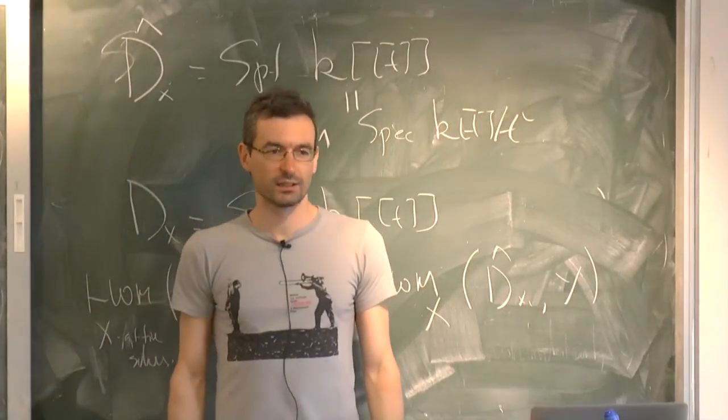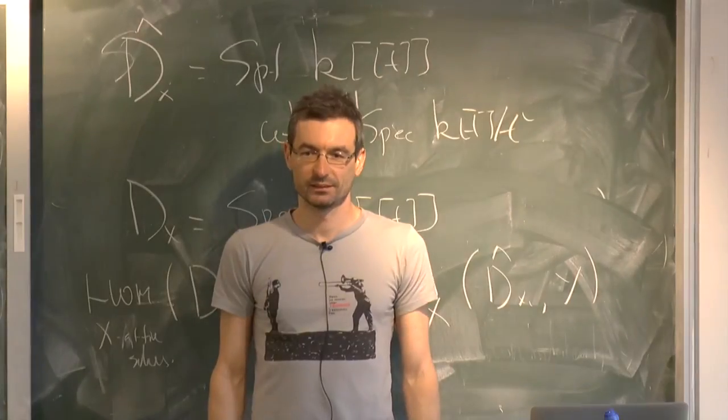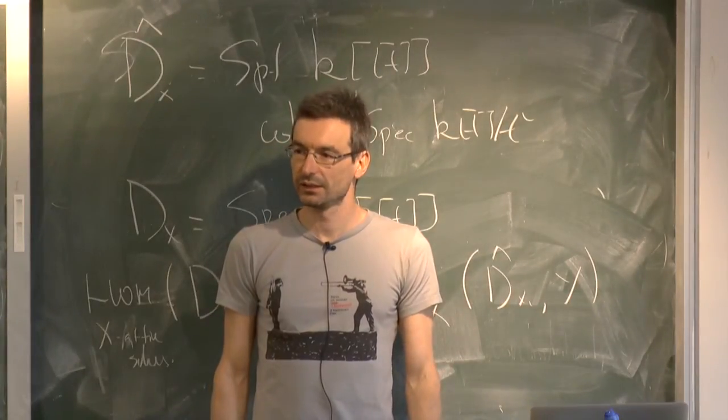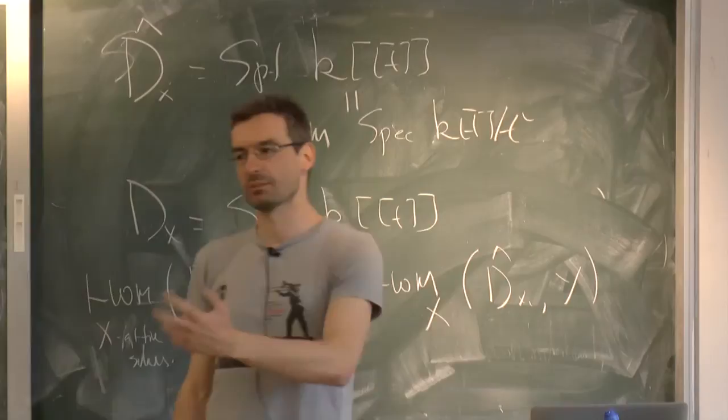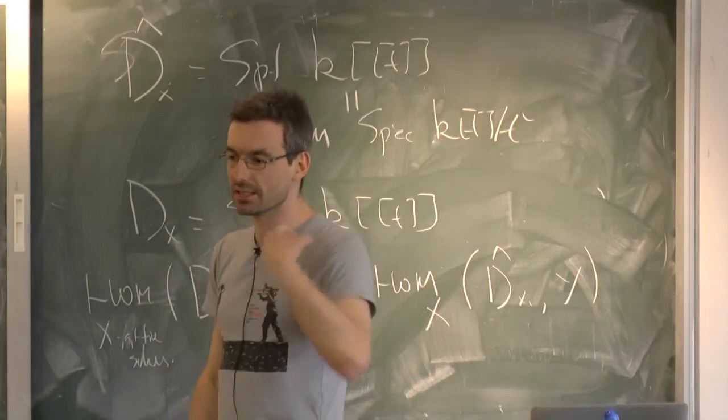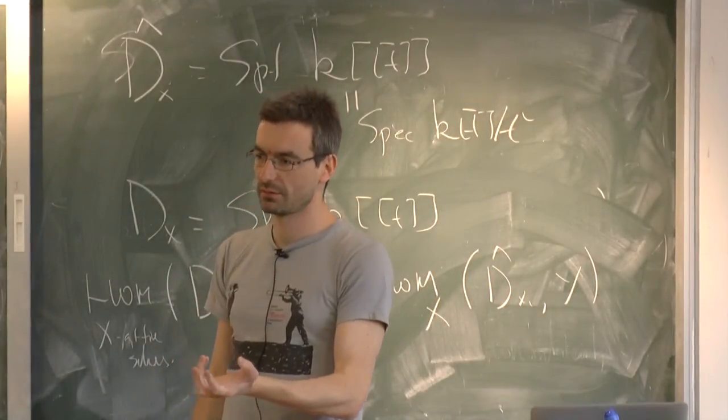Is that kind of clear? The difference is that you take the limit in two different categories. In one case, I don't take the limit; it's a pre-stack. In the other case, I do take the limit inside affine schemes.